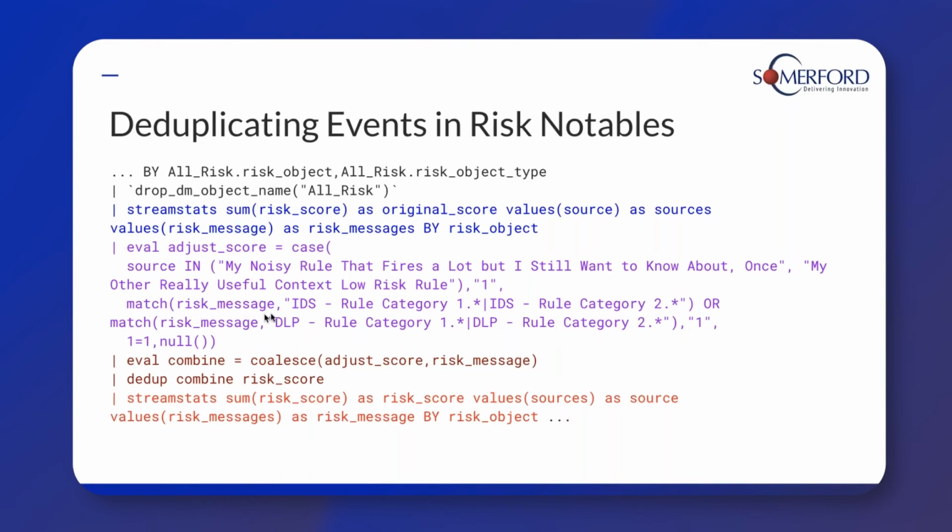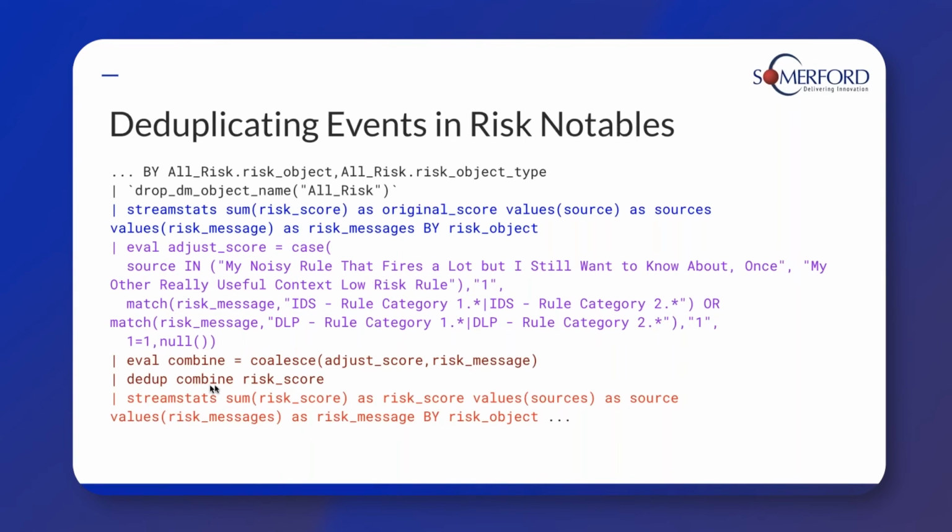So, or where our risk message is IDS rule category 1 or IDS rule category 2, or risk message DLP rule category 1 or DLP rule category 2, then also give it that value 1, right? So we've got the adjust score of 1, otherwise keep that adjust score as blank, okay? So then when we do a coalesce, we're combining over that adjust score. So if it's set at 1, it will come back as value 1, and if not, it will come back as the unique risk message field, essentially.